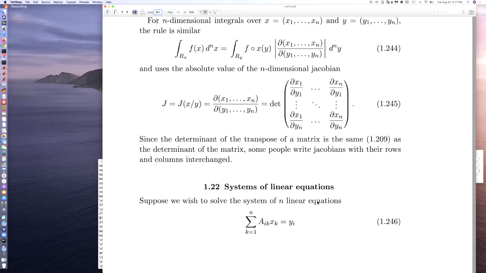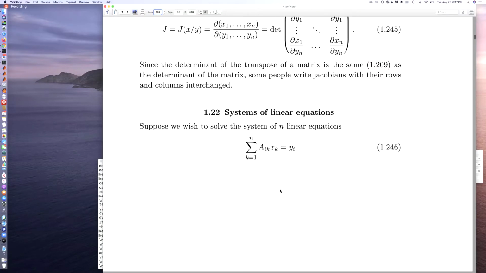And since the determinant of the transpose of a matrix is the same as the determinant of the matrix, some people write Jacobians with their rows and columns interchanged. In other words, they would have this row going down, and that row going down over there.